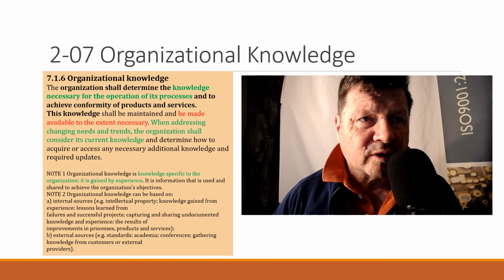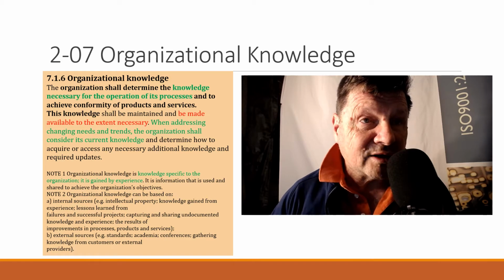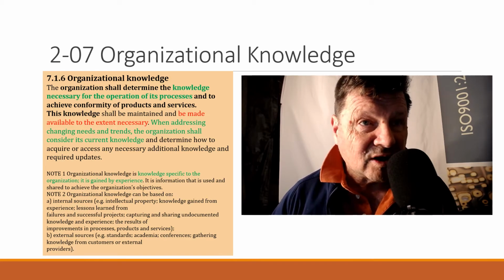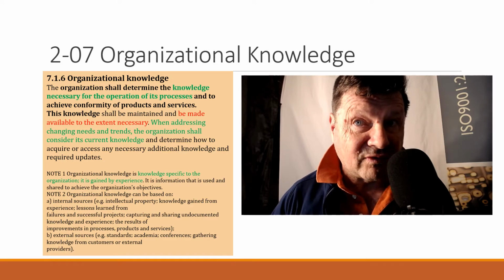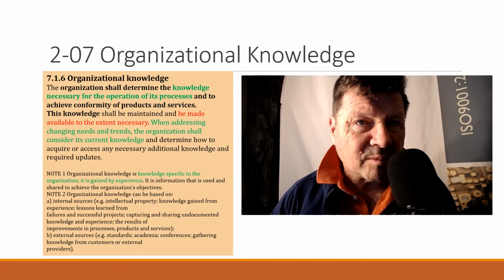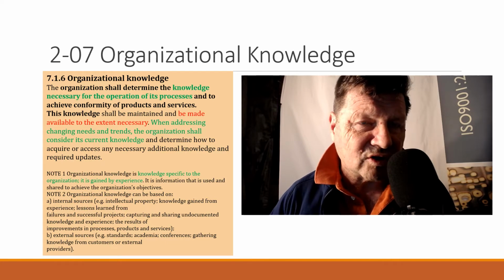Organizational knowledge requires you to figure out three things. One is what knowledge is necessary to run the business. The second is how to make the current knowledge available. And the third is, if you need any additional knowledge, how do you get it? You can document all this in the management review. You can document it in any of the other ways we've discussed previously.